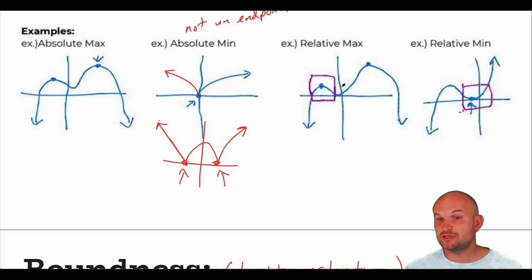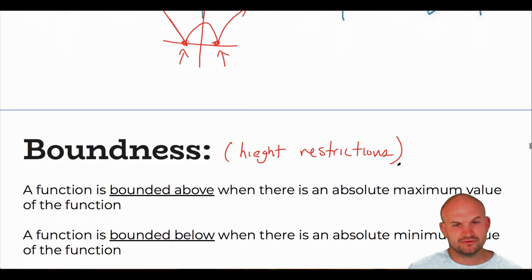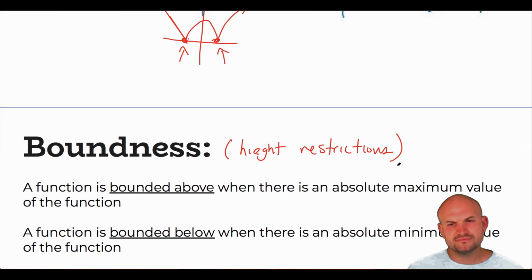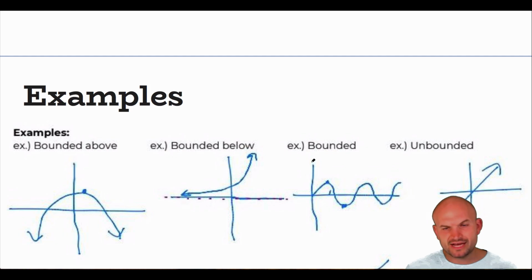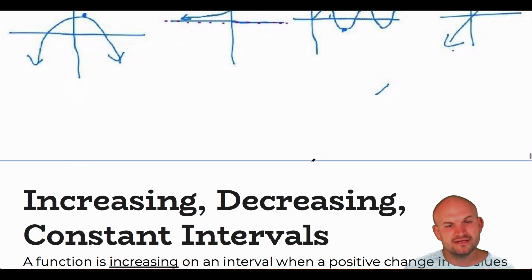Relative is kind of the same thing as local. It's not the absolute maximum. It's just a maximum point or a minimum point. As you can see, this graph continues down. Then we looked at boundness, which is basically like the height restrictions. If a graph can only go as high or as low, we can say it's going to be bounded.